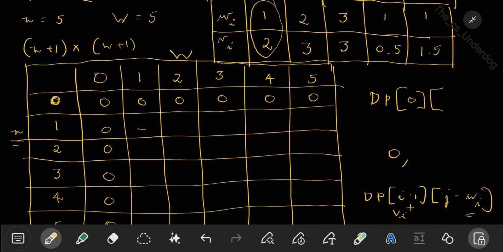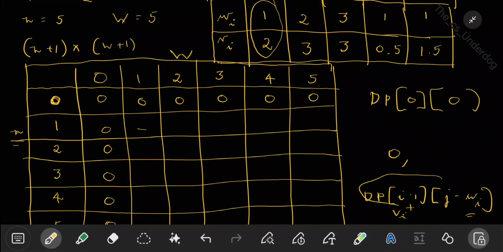So 0, j minus wi. What is j minus wi? j is 1 and the weight of the item is also 1. So it will be 0, 0. So dp[0][0] says the entry is 0. But even though this entry is 0, your total value is the value of your item plus 0.